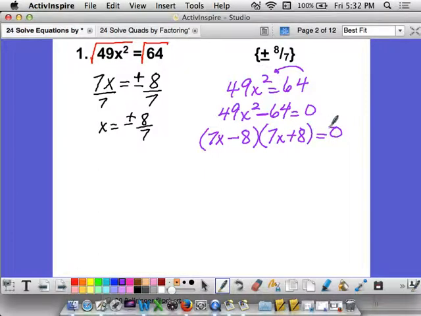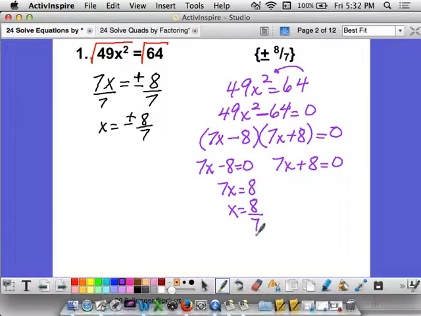Do not just write one binomial. I don't understand why people do that. But anyway, here we have it factored. Now we set each one of these equal to 0, and we solve for x. Add 8. You get 7x is equal to positive 8. Divide by 7, and this is 8/7. Subtract 8, and that's negative 8/7. Again, you have plus or minus 8/7, which is your answer.